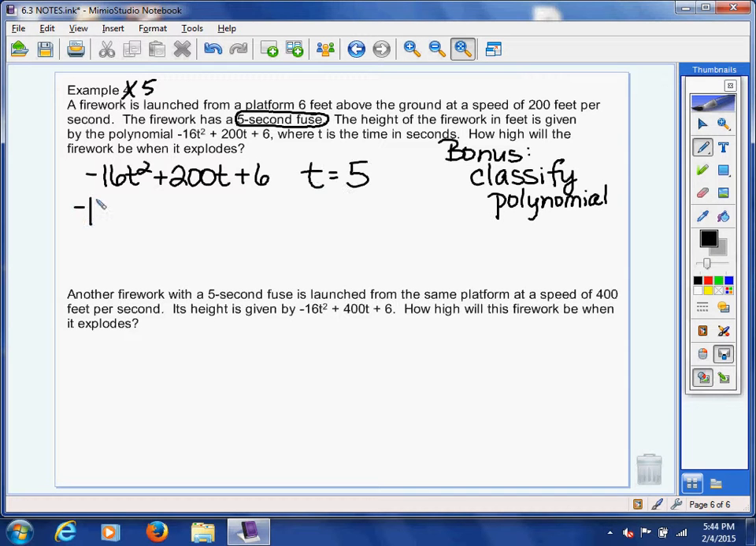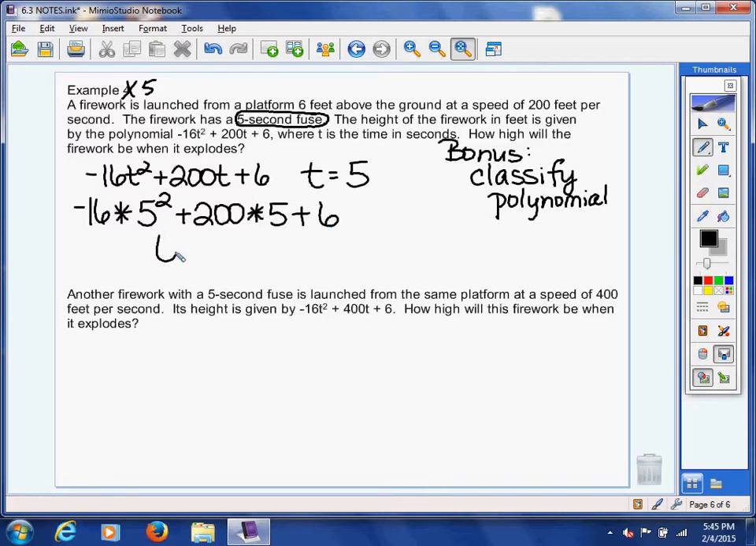So in your calculator, this is what I need you to do, is type in negative 16 times 5 squared plus 200 times 5 plus 6. Now practice keying that in and let me know. Write it down. I'm going to give you a second to write down what you think the answer is. Okay, I just keyed it in to give you some time.